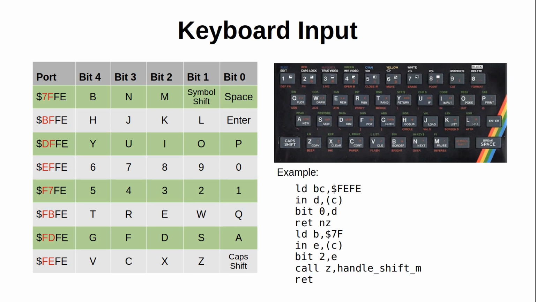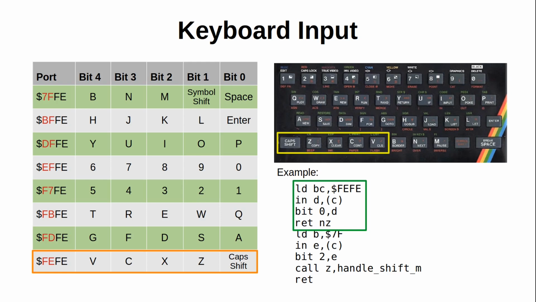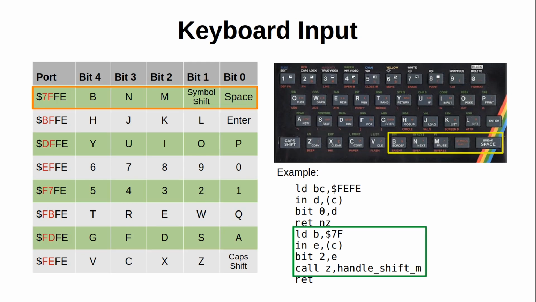For example, if someone were trying to type a capital M, we would see bit 0 clear when reading from FEFE for the shift key, and bit 2 clear when reading from 7FFE for the M key. So if you were to write a routine to monitor the keyboard, you would have to do 8 inputs and handle each clear bit you read. Let's take a look at what that would entail.